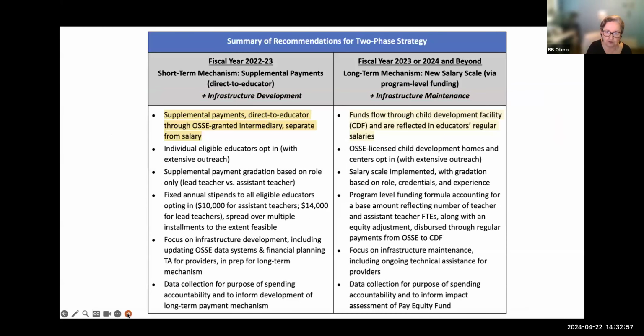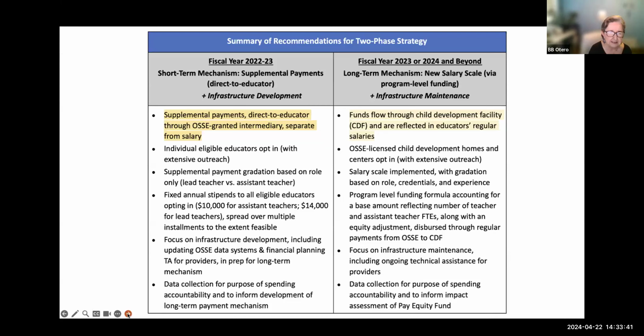While we waited for the agency, which was our state Department of Education, to be able to put into place the system, we did not want to have dollars sitting in a fund. And so we suggested that there be a short-term mechanism, which was supplemental payments that went directly to educators. We used an external organization that had been doing some of this for the pandemic and had developed the skill set. They then, as you can see here, provided fixed stipends for educators at 10,000 for assistant teachers, and 14,000 for lead teachers.